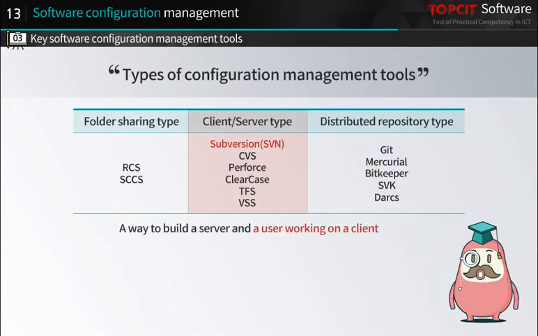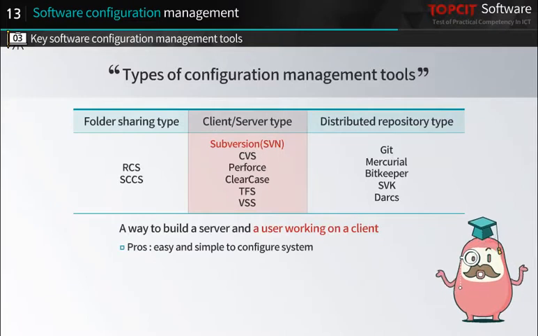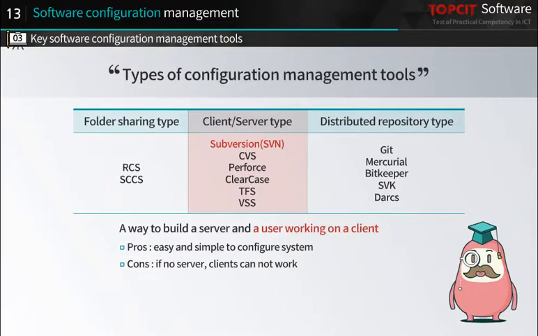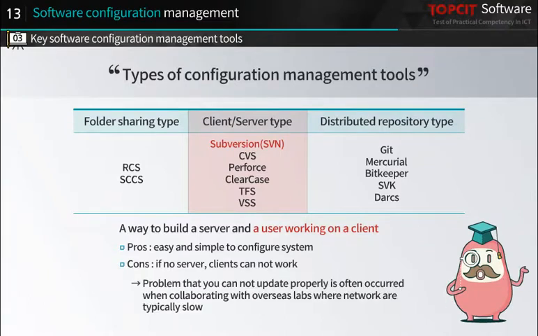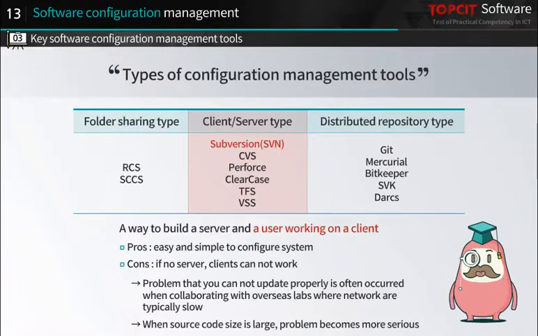These two tools are a way to build a server with users working on clients. The advantage of this architecture is that it is easy and simple to configure the system. But if you do not have a server, the problem arises that clients cannot work. It's very efficient when you work together at a single site. But the problem that you cannot update properly often occurs when you collaborate with overseas labs, where the network is typically slow. Especially when the size of the source code is large, the problem becomes more serious.